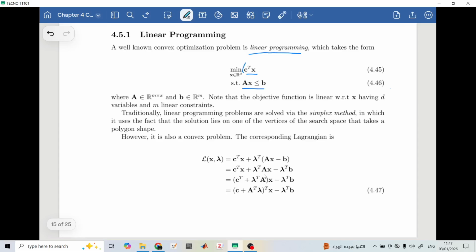You should note that you have a vector c multiplied by x, whereas in the constraints you can have a vector or a matrix multiplied by x, right? So here you have a linear cost function, and let's say m linear constraints. LPs can be solved by what is called the simplex method, which depends on the geometry of the problem.